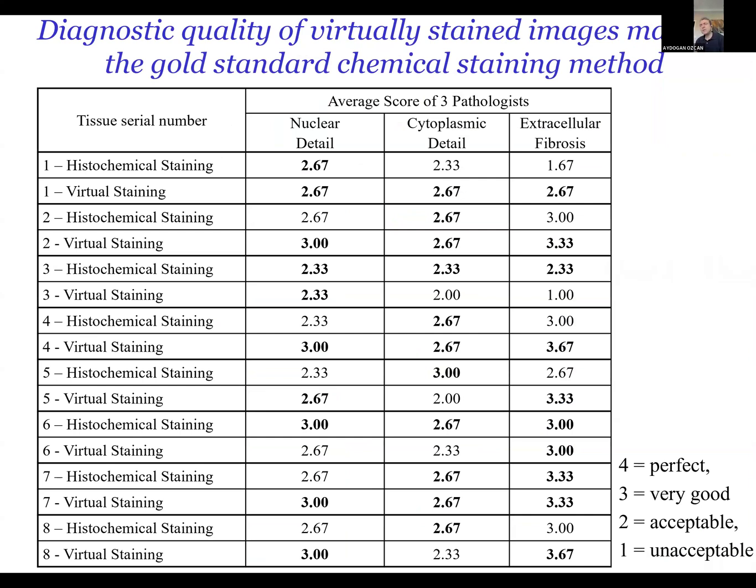And here I'm sharing with you some tables showing that from the perspective of diagnosticians, in a blinded manner, a group of pathologists looked at the quality of our images, like nuclear detail, cytoplasmic detail, extracellular fibrosis, without knowing which one is histochemically stained and which one is virtually stained, and they gave lots of scores.